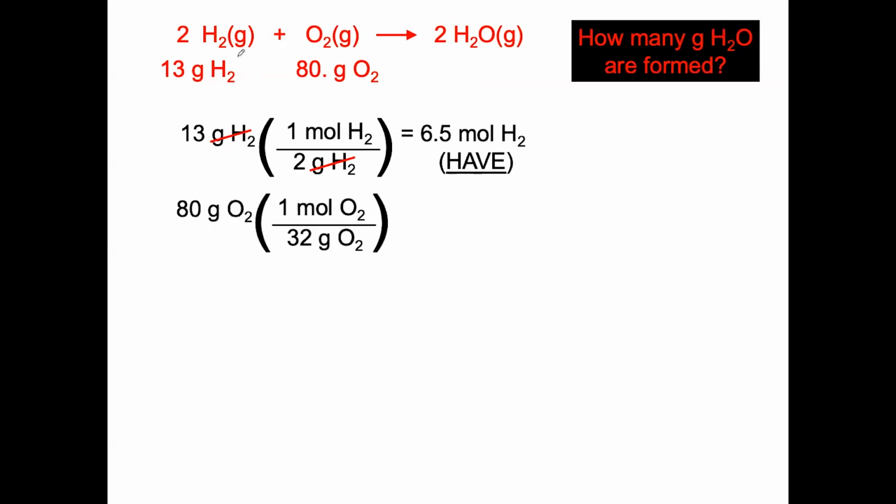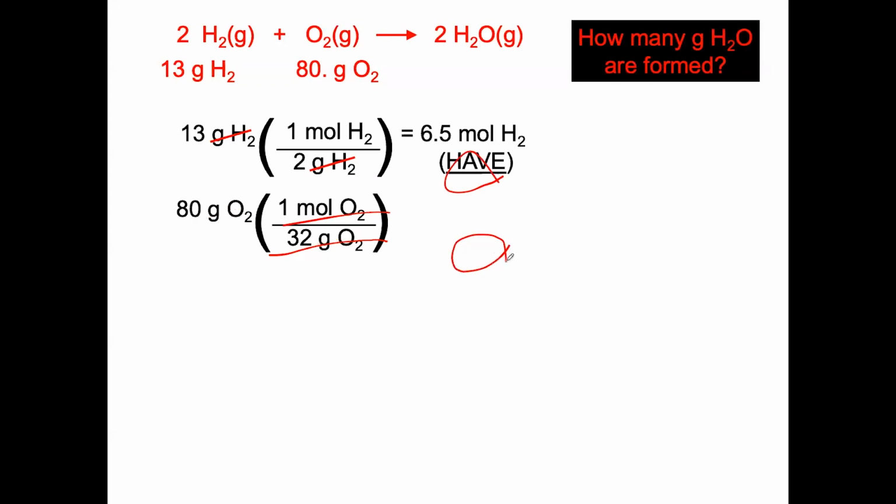You have 80 grams of oxygen. There are 32 grams of oxygen per 1 mole, correct? So you just divide 80 by 32, and you get 2.5 moles of oxygen. Make sense? So that's what we have, right?